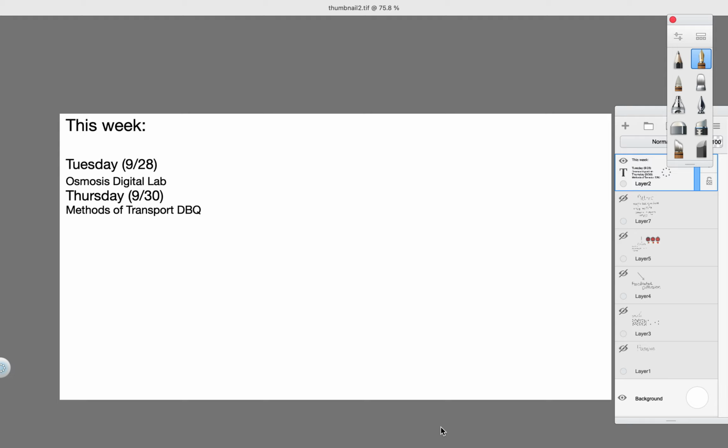On Tuesday, what this looked like was the Osmosis digital lab, where we found out what was wrong with Clark the cow, which I know was just absolutely thrilling for all of us. But the main information to be drawn from that was osmosis. And then on Thursday, which for me was yesterday, we talked about the methods of transport in general.